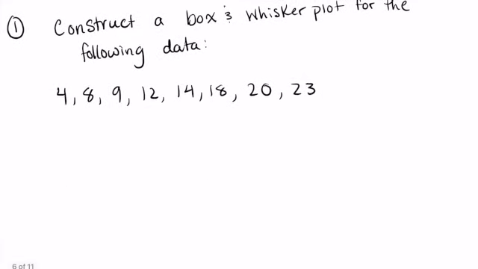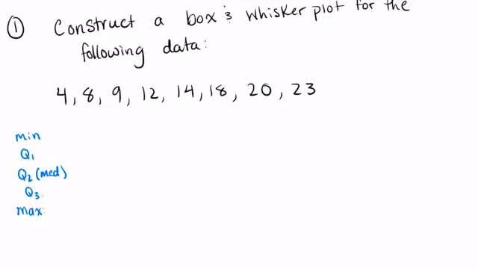This example says, construct a box and whisker plot for the following data. Well, first thing that I need to make sure is that all of my data is in order from least to greatest. To make my videos a little bit easier, I go ahead and put the numbers in least to greatest. But again, make sure that my numbers are in least to greatest, and they are. And I want to find my 5-number summary. I want to find my minimum, Q1, Q2, or my median, Q3, and my maximum.